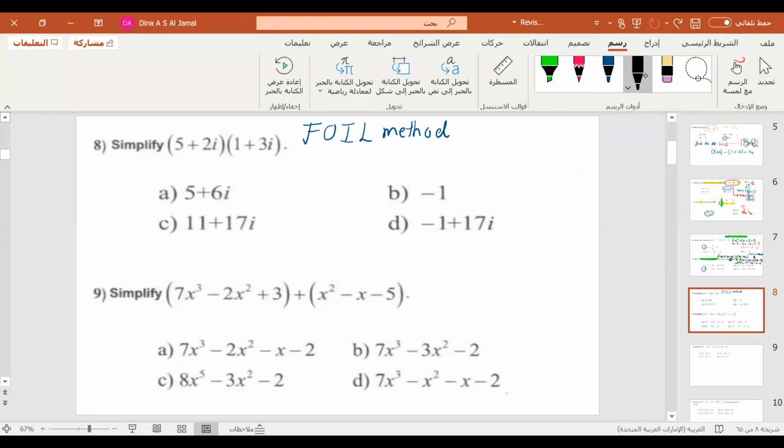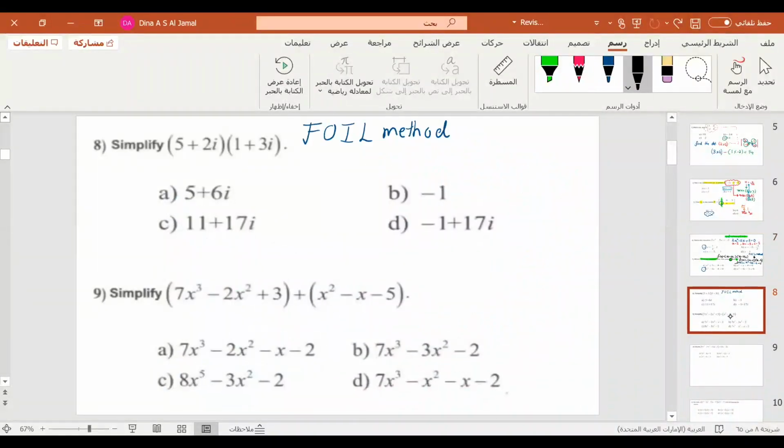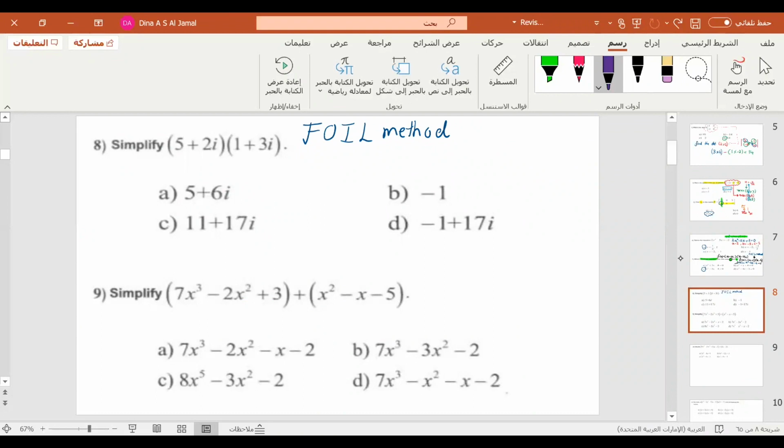So let's now apply on this. If you didn't remember it here, you can just start to remind yourself by solving this question. F means you will be multiplying the first elements by each other. 5 multiplied by 1, it is 5. Plus, now you will be multiplying the outer ones. So 5 multiplied by 3i, it is 15i.